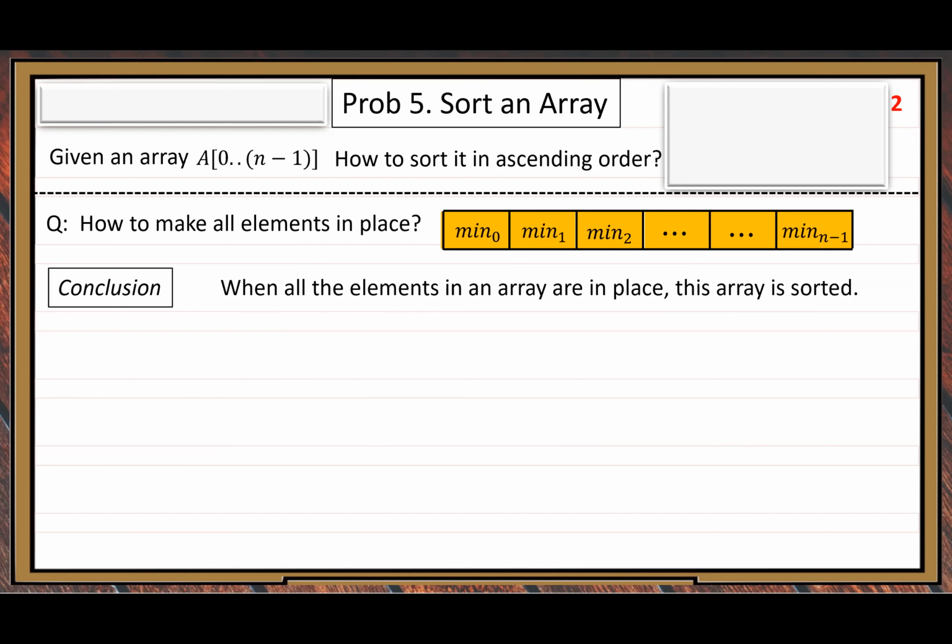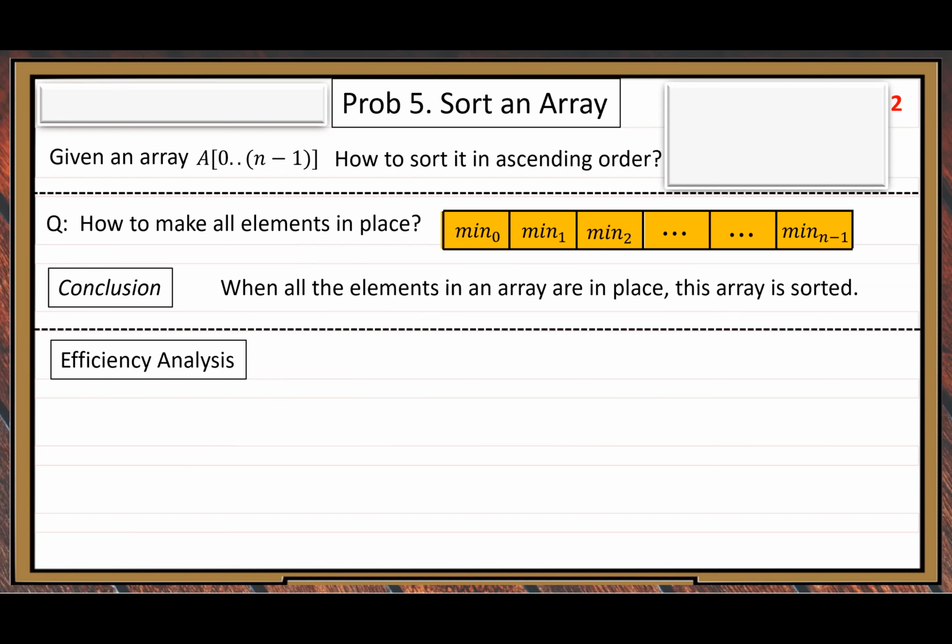So the first simple fact, right? When all the elements in an array are in place, this array is sorted. It's a simple fact, but I'd like to put it there to bring your attention, because later we may need to use this simple fact to answer other questions.